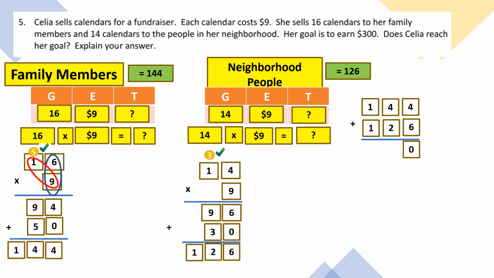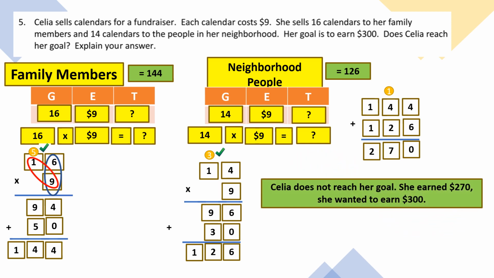And we start adding with the tens place. 4 plus 6 is 10. So we write down our 0 in the ones place. We carry our 1 to the tens place. 1 plus 4 is 5, plus 2 more is 7.